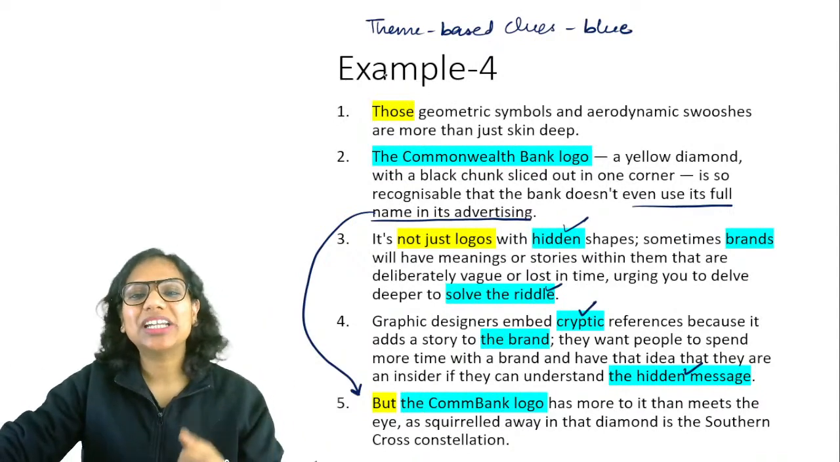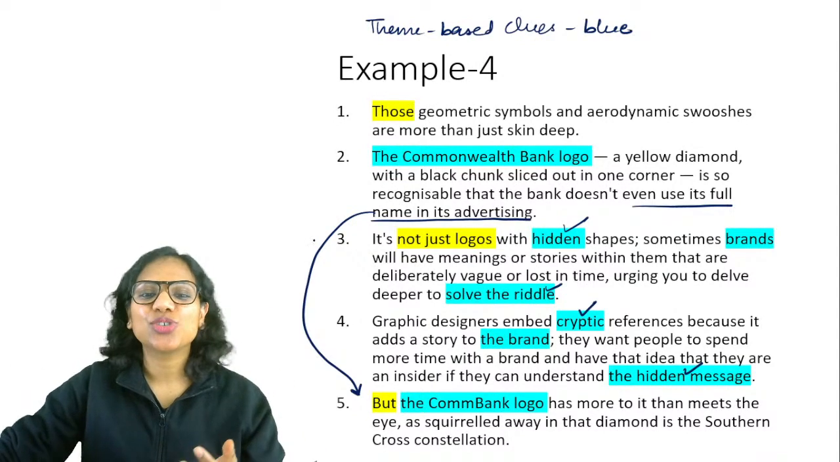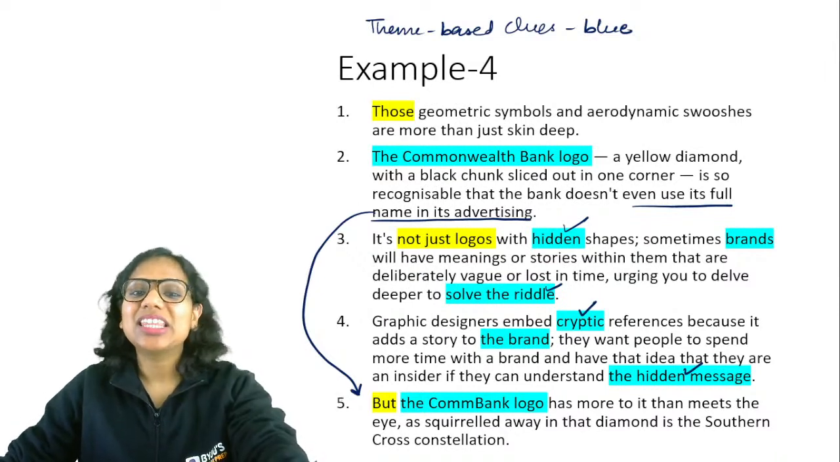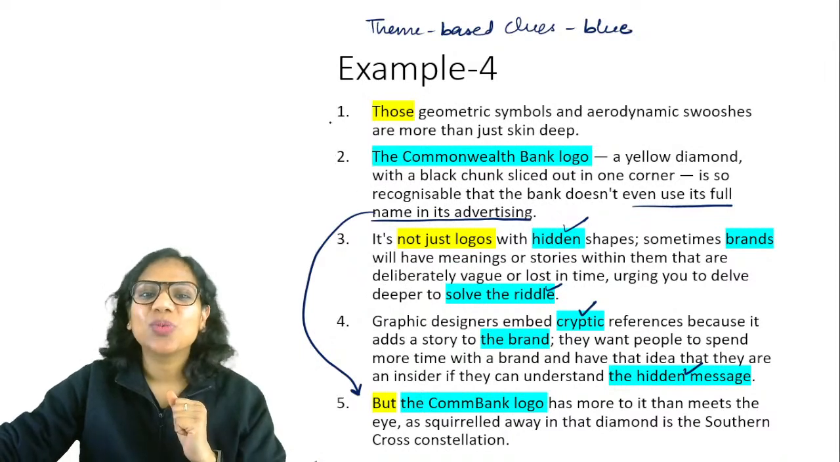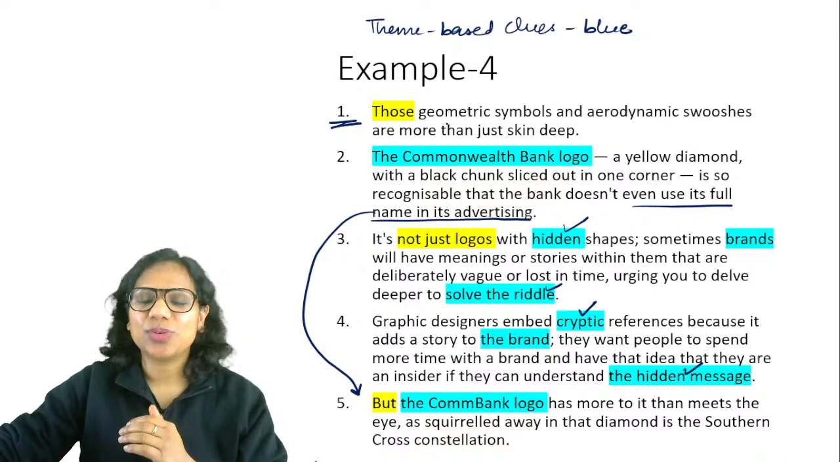I'm so happy you made mandatory pairs. Okay, so 2 and 5 is a mandatory pair, 3 and 4 is a mandatory pair, right? And what we are left with? One. So that is the odd sentence out.